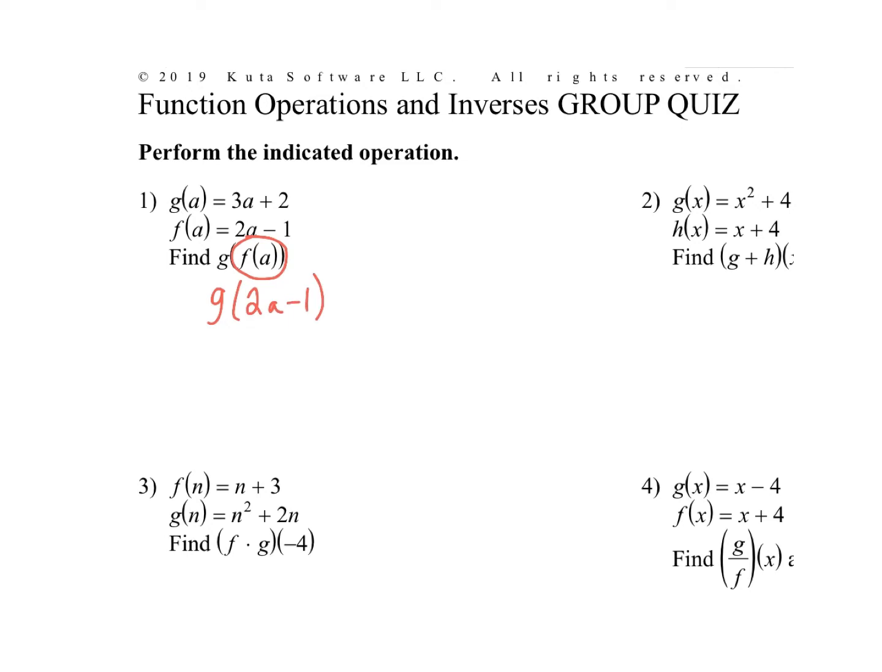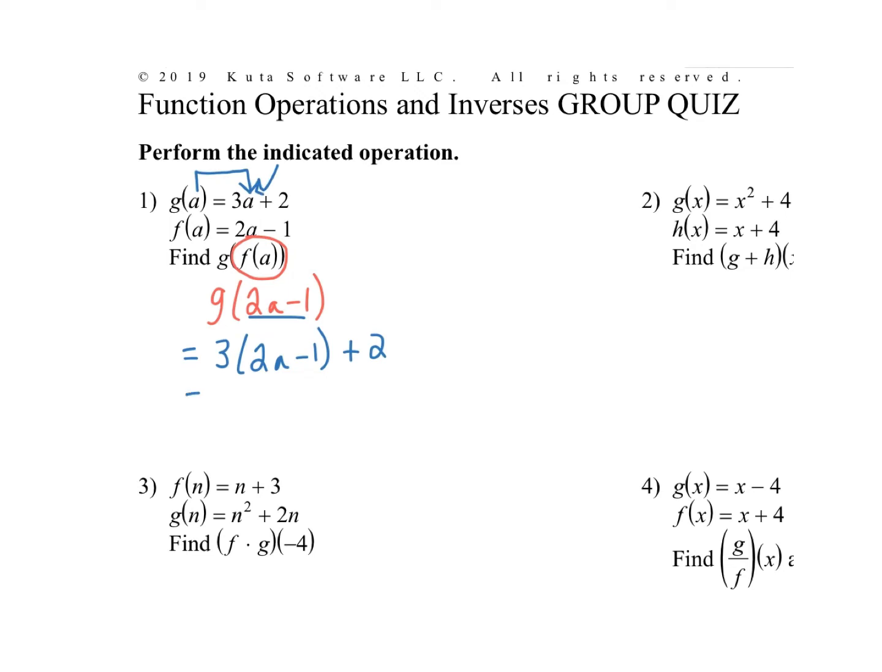Okay, so to do that, what I'm going to do is look at the rule. The outside function is g, and here's the format for g of anything. It's 3 times the thing plus 2. So to do g of that, we're just going to follow that format: g of a is 3 times that format, 3 times 2a minus 1 plus 2. I simply plugged in for that a right there.